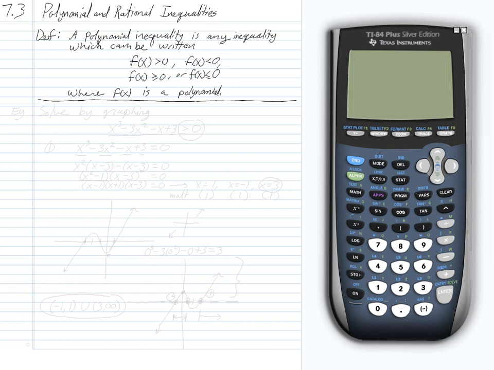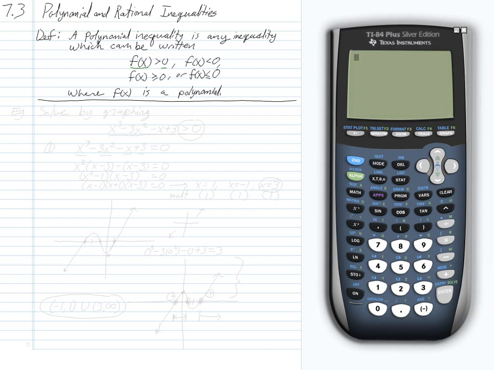So a polynomial inequality is any inequality where you can have a polynomial on one side and 0 on the other side of an inequality, either greater than or equal to, less than or equal to. So everything that we're going to do for the next few minutes will look like one of these, or will be able to be converted into one of these. We'll call these the standard form. We want to get 0 on one side.